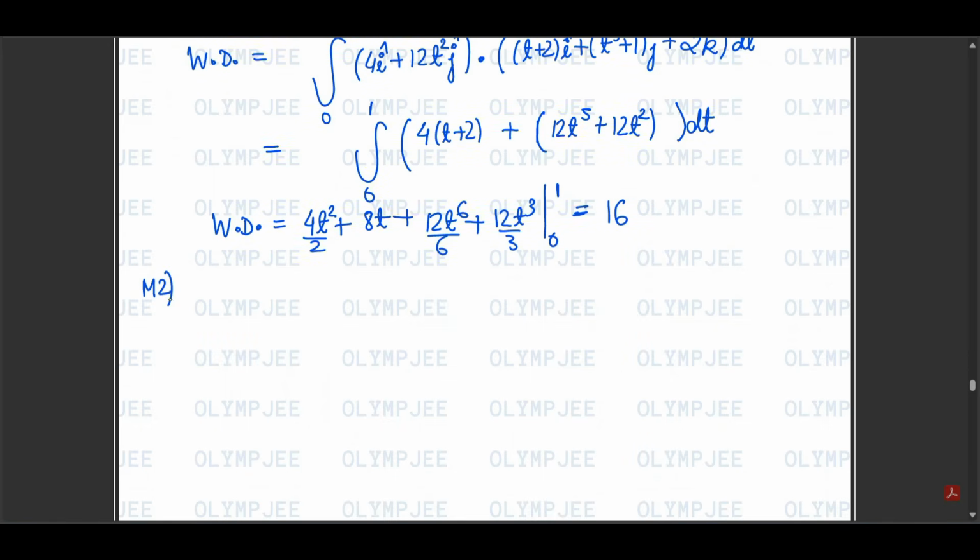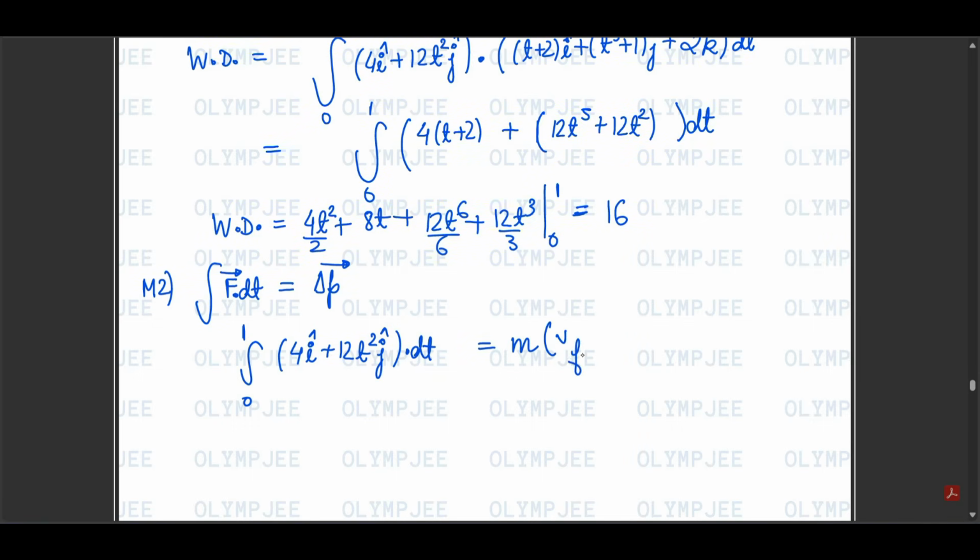Now we can see this by one more method. Method 2 is based on the fact that the change in momentum is given by the integration of f dt, which is the impulse. So f dt is given as the change in momentum. From 0 to 1 we can integrate it, 4 i cap plus 12t square j cap dt. So this will give us m multiplied by v final minus v initial, right?